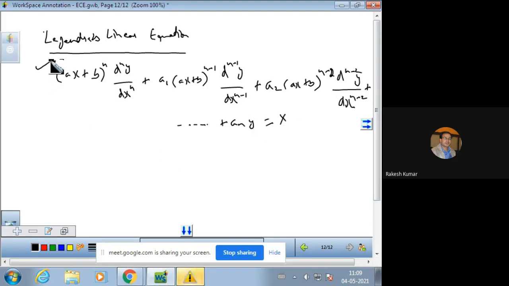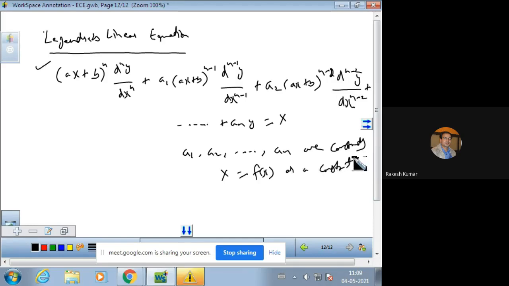Now this is a Lysander's linear equation. Here a1, a2, and so on an are constants, and capital X is a function of x only or a constant. Now, this equation is called Lysander's linear differential equation.